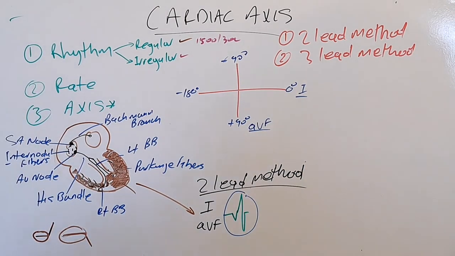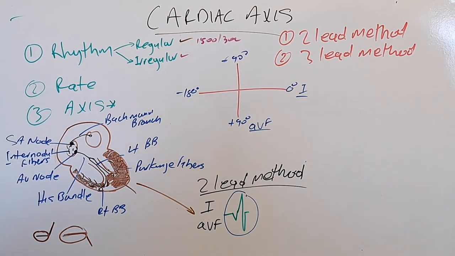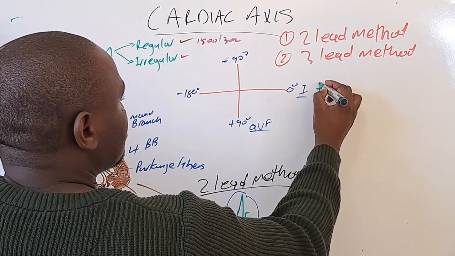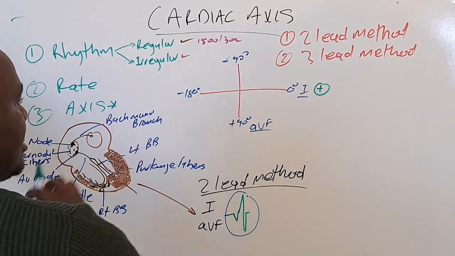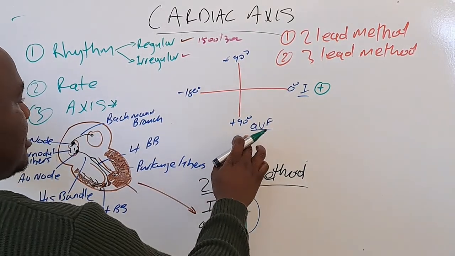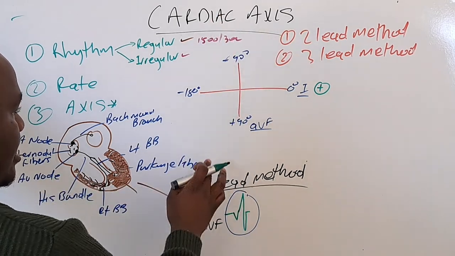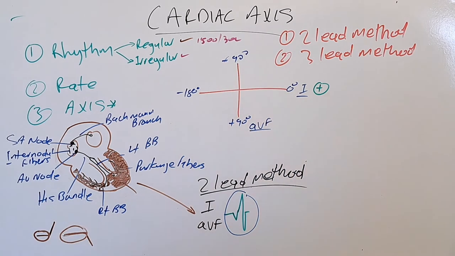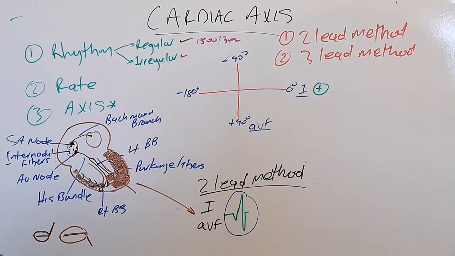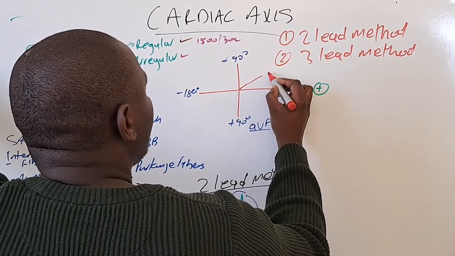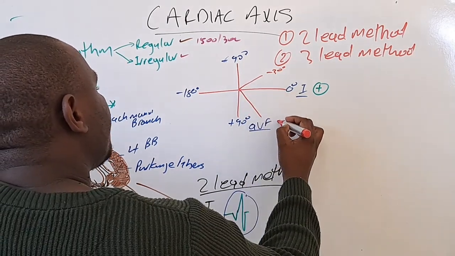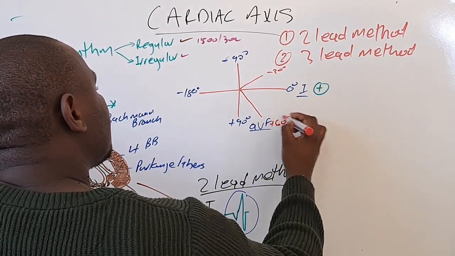So this side is the positive side. Then this side is the negative. Then this line is AVF. Below this line is the positive AVF, and above it's a negative AVF. Very important, right? And somewhere here, you have a negative 30 degrees. And right here, you have a positive 60 degrees.